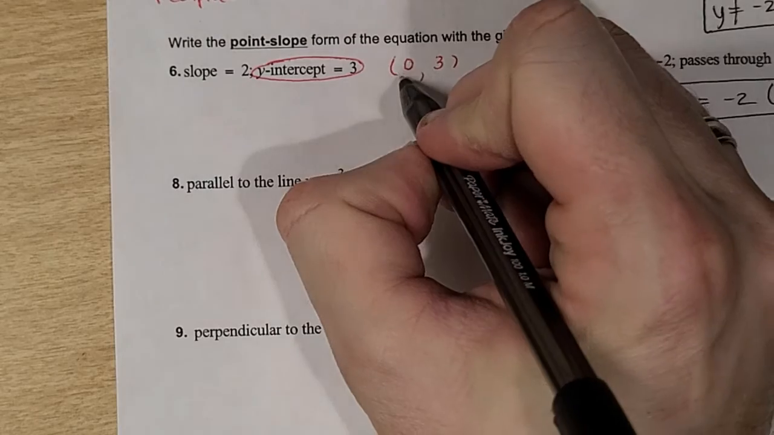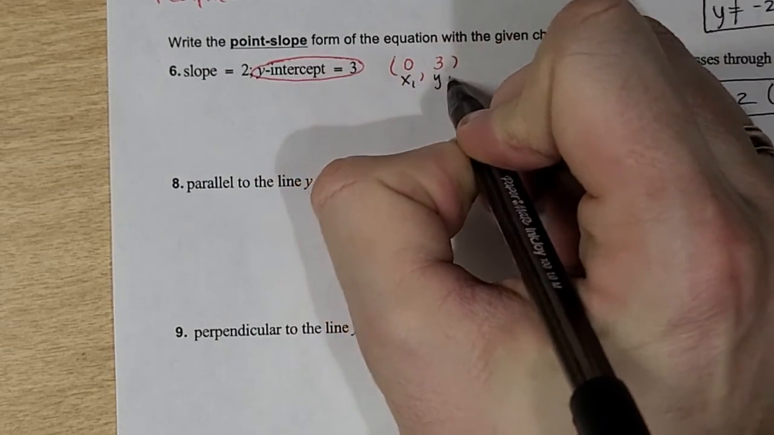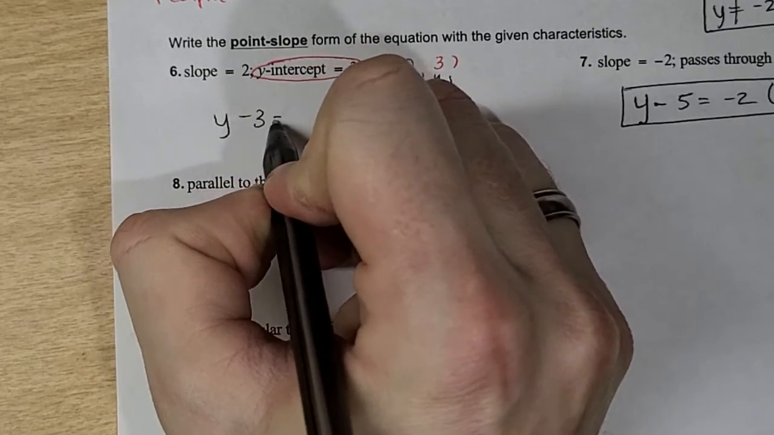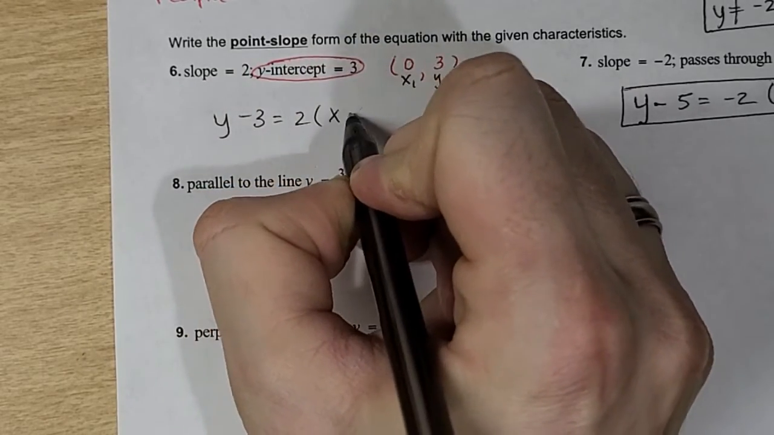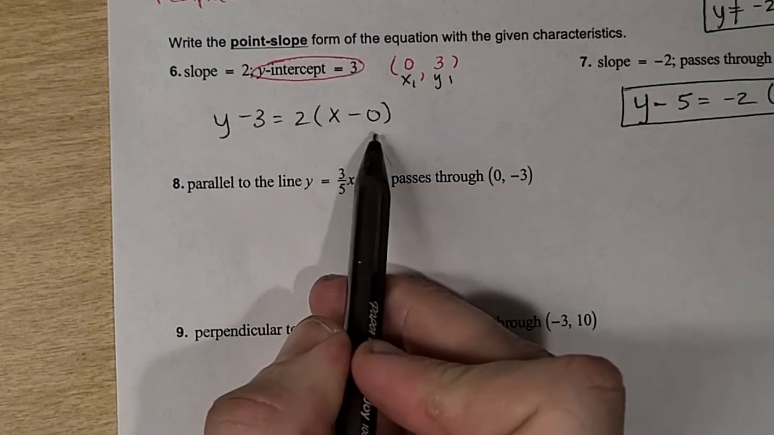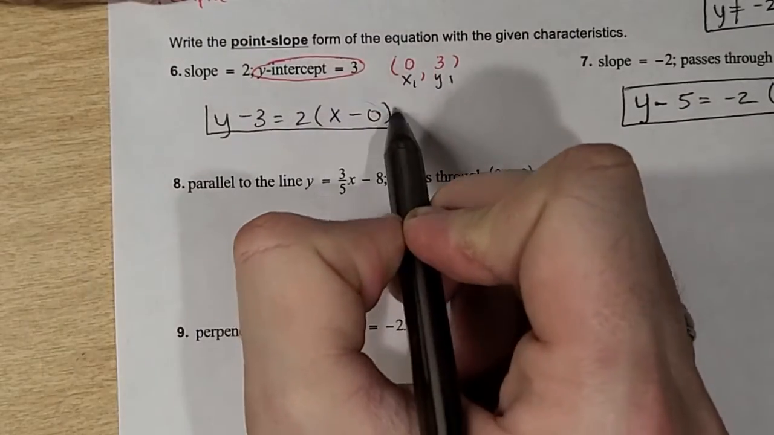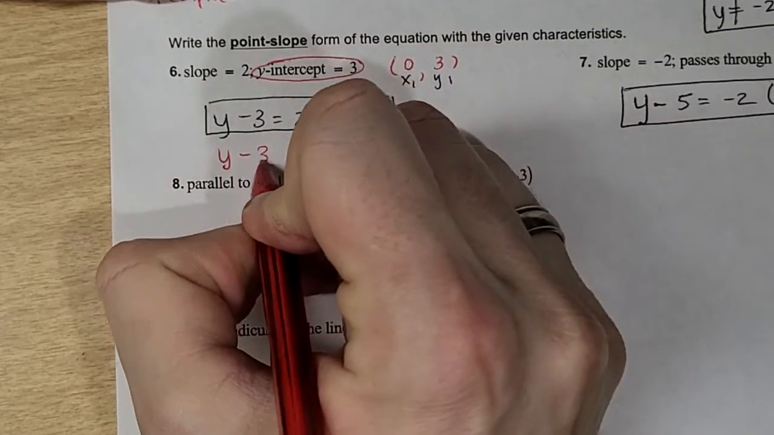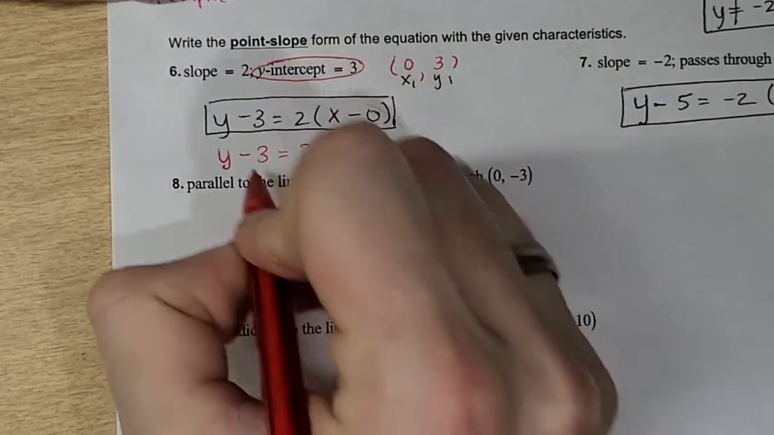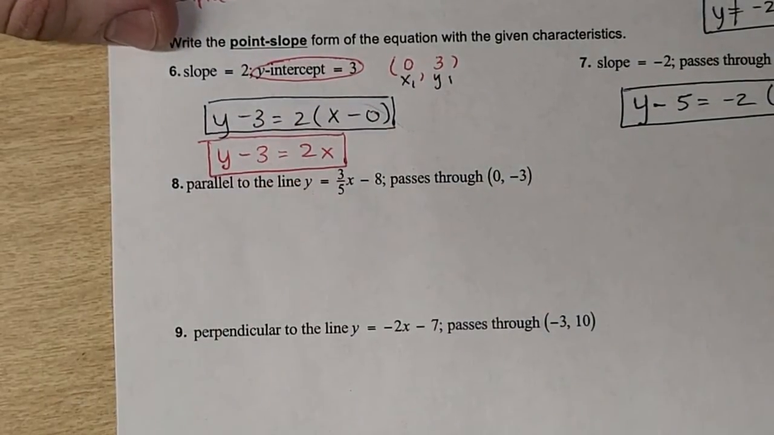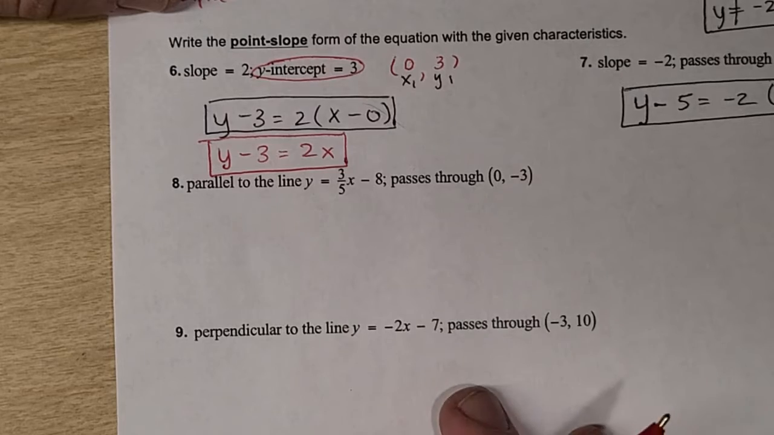So with that in mind, I can say, this is my x1 and this is my y1. And I can say y opposite y1 equals slope times x opposite x1. Now, I don't care if you put plus 0. I don't care if you put minus 0. Sometimes people won't even put the 0, and they'll just say y minus 3 equals 2x. I'm actually cool with that too. Either of these will work, because you don't need the 0.